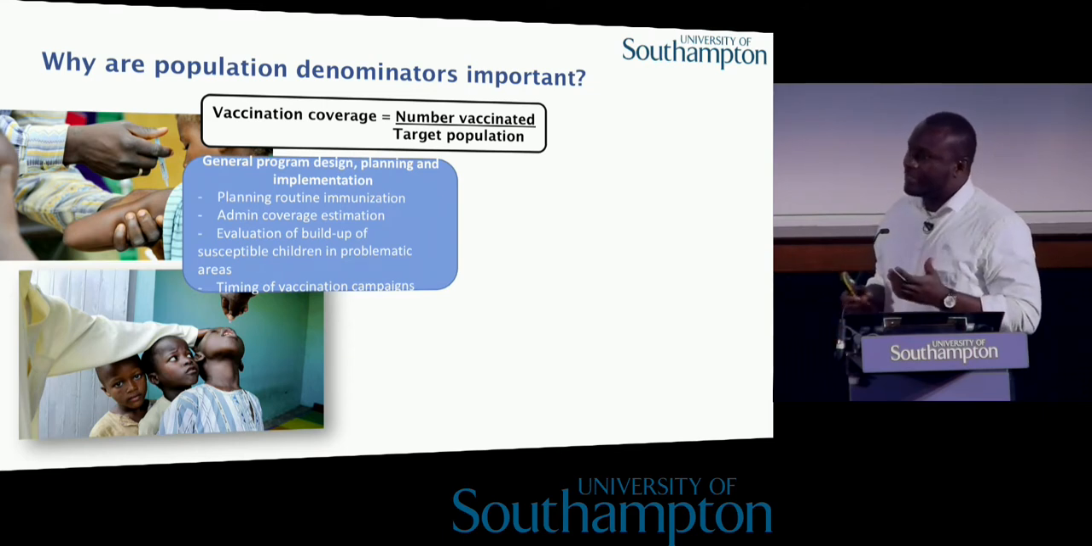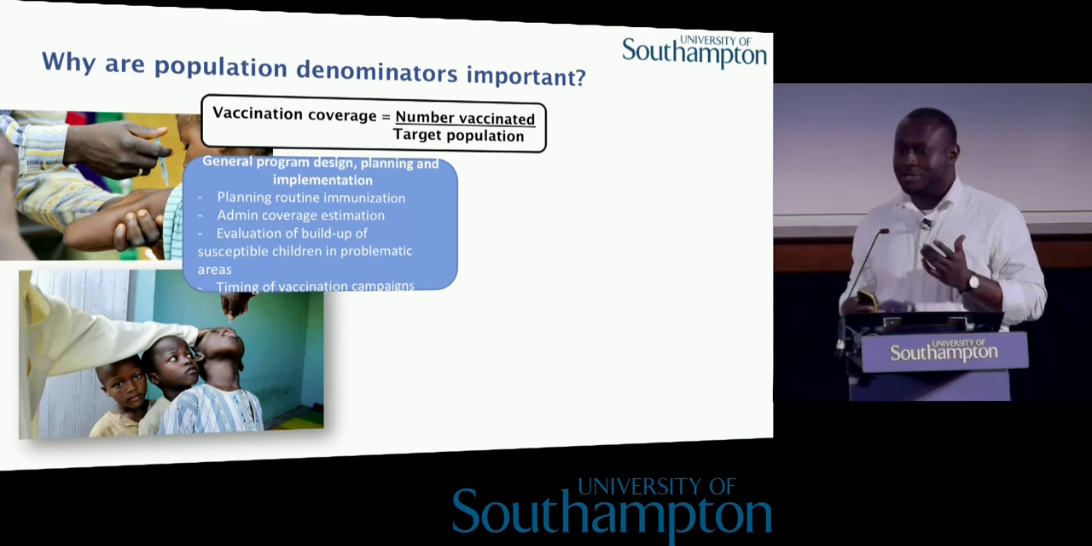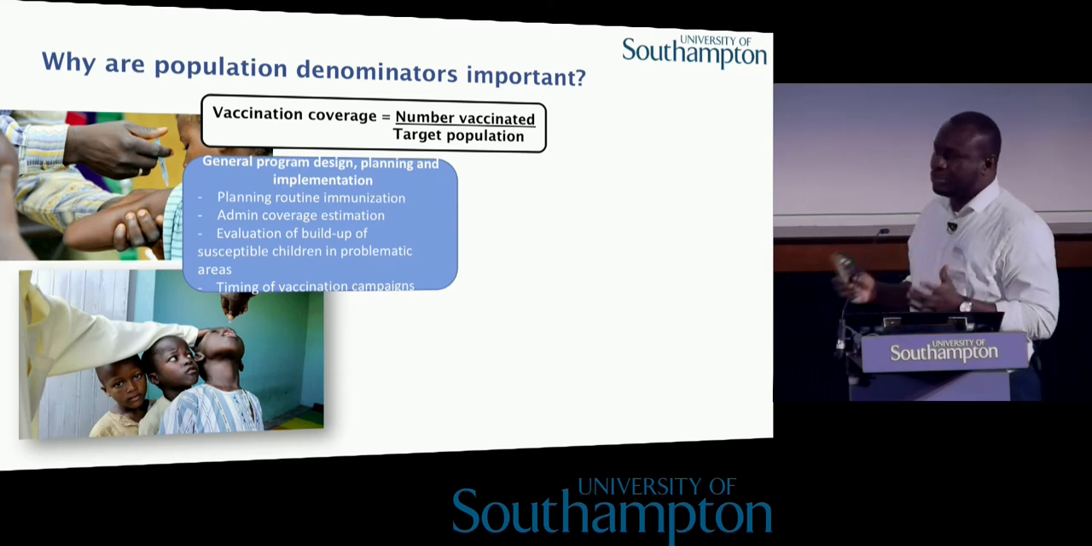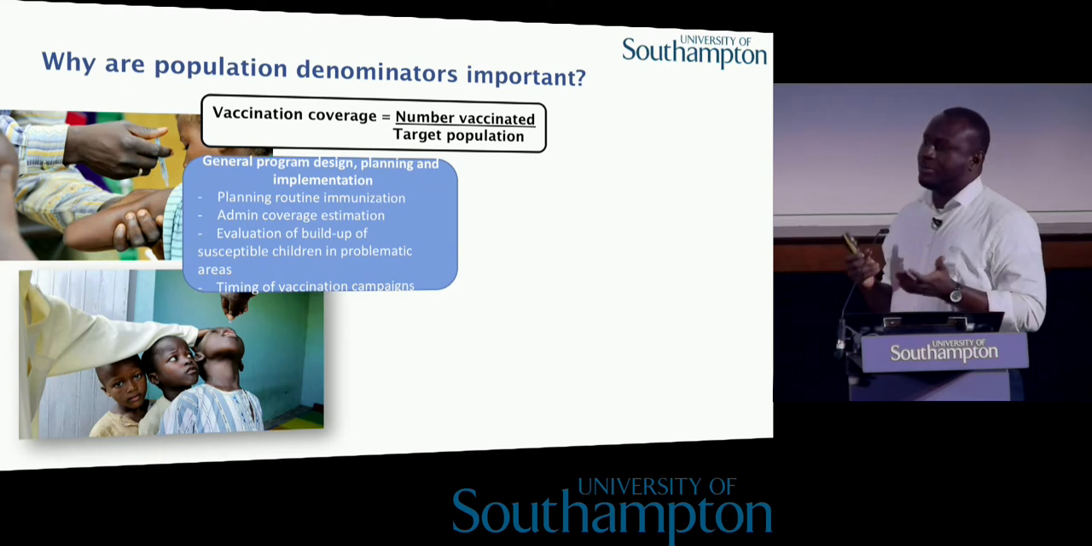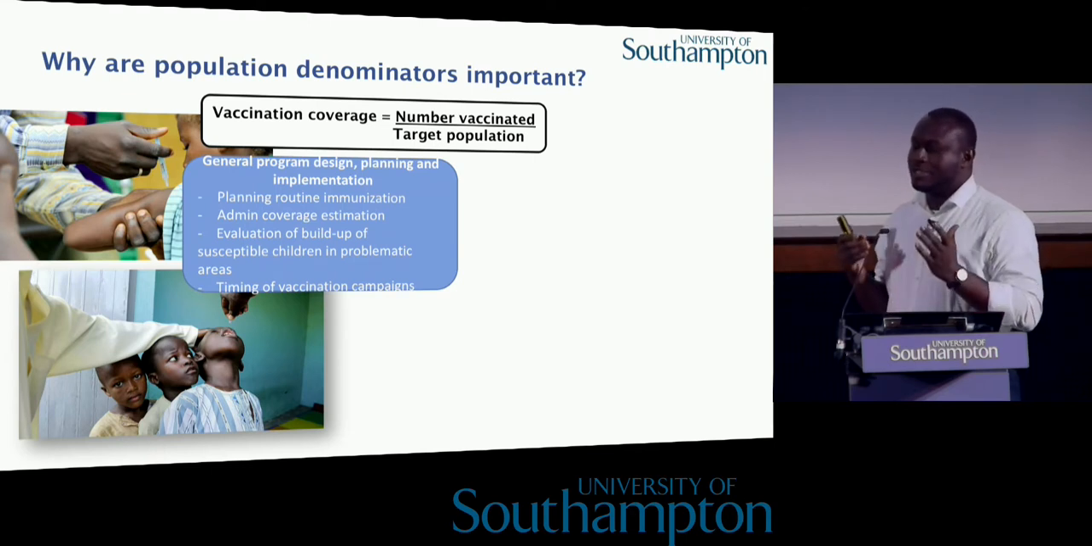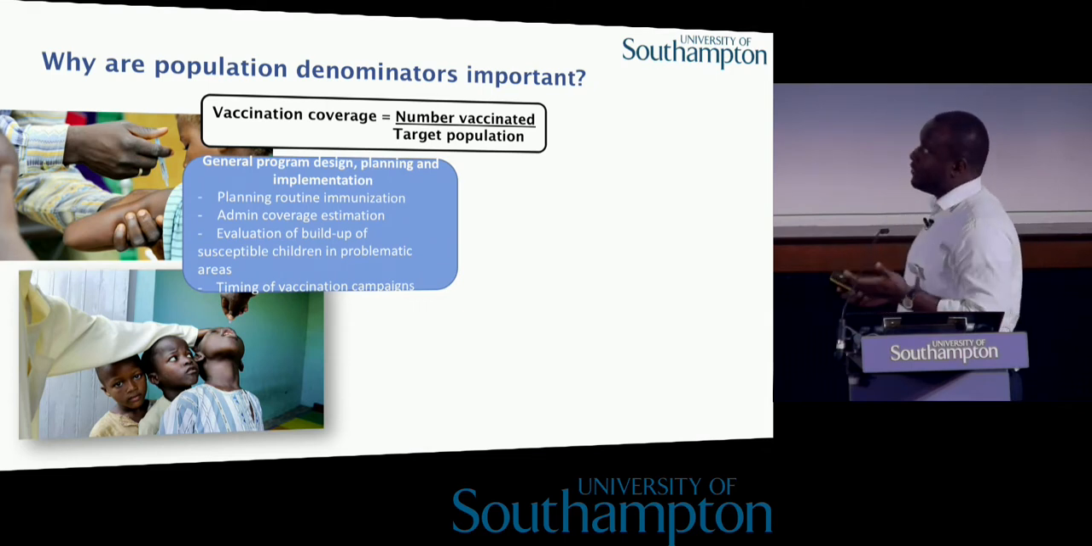So if we are looking to plan a routine immunization in a place in northern Nigeria, for example, we need to know numbers of children aged under 5 living in that region, and we need to know if the number of health facilities is enough to guarantee access to vaccination services in that region.